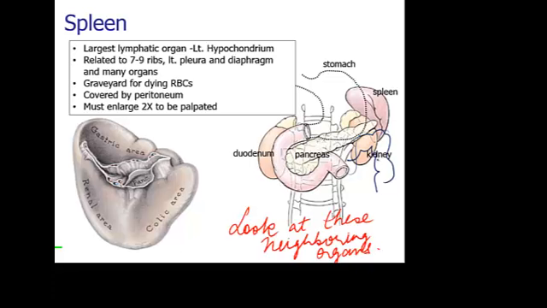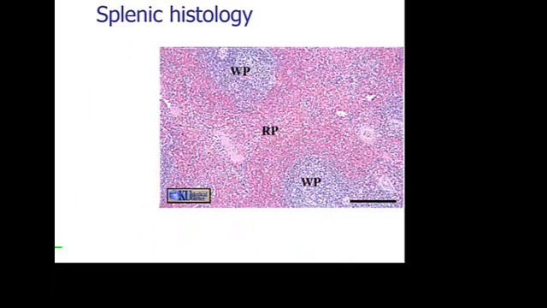It has to enlarge twice, it has to become double its size in order for it to be visible outside and for you to be able to palpate it, okay? So it has to enlarge so much. What is the cause of enlargement? Usually it could be something known as portal hypertension.